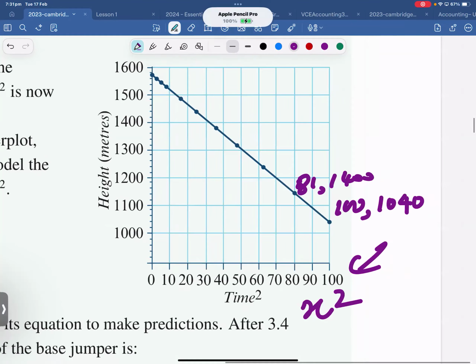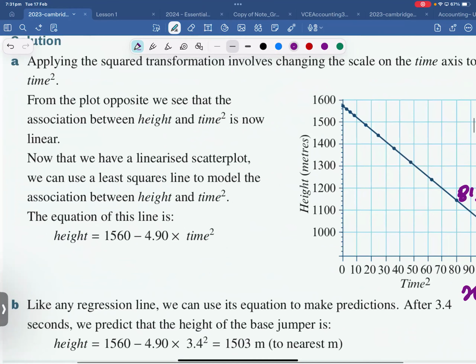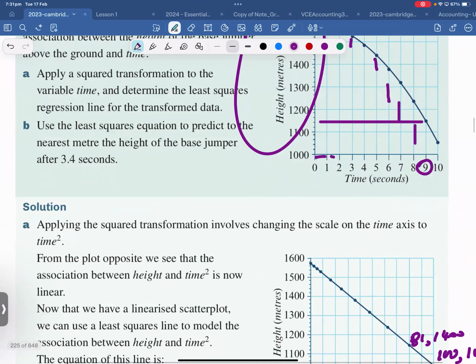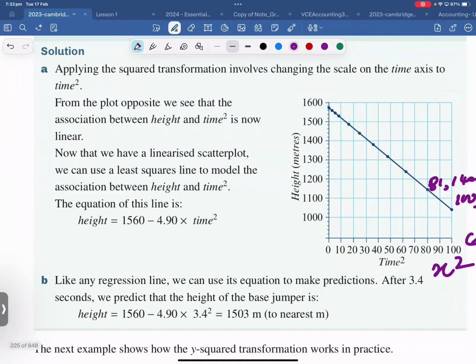Good. Then guys, what are we going to do? We'll have to do the least squares regression line. What's the least squares regression line? Y equals a plus bx. Mx plus c is in Year 10 maths, same thing, but we don't use that format. We use a plus bx. Okay, y equals a plus bx.